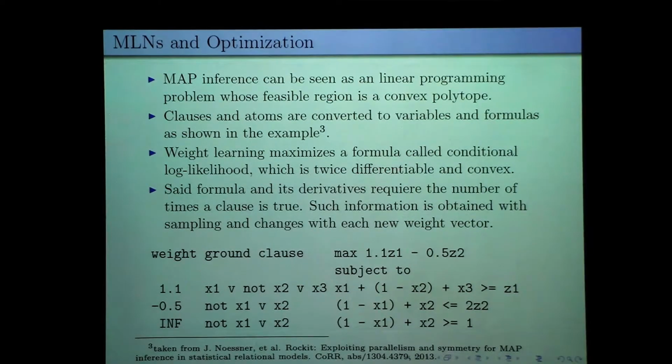Well, also weight learning is another optimization problem. The idea is to maximize a formula called log likelihood, the conditional log likelihood, which has some nice characteristics for the algorithms because it's twice differentiable and convex. And this formula and its derivatives require that we know the number of times a clause, given the evidence, is true. And such information is obtained by sampling, which I'm going to explain later. And it has to be recomputed each time we propose a new weight vector with the algorithm.